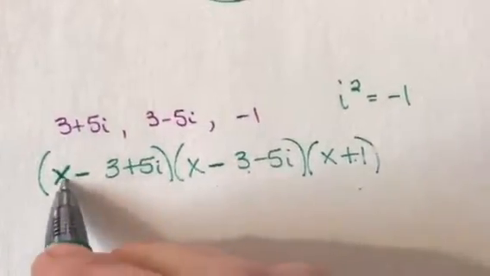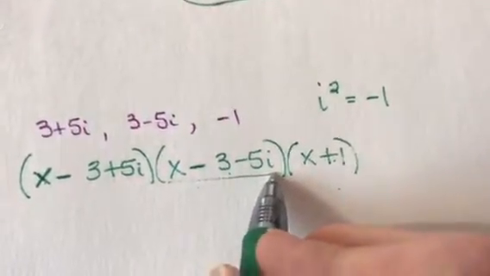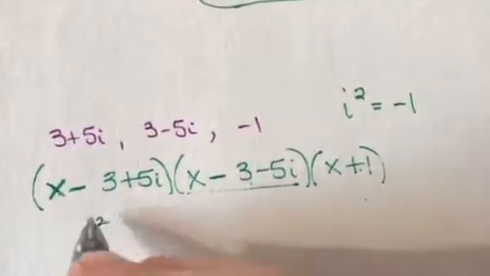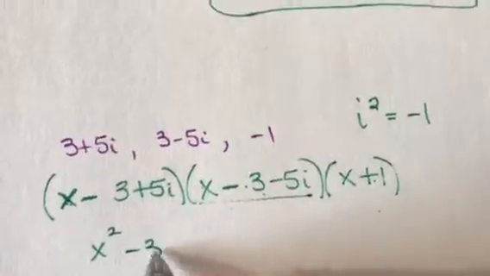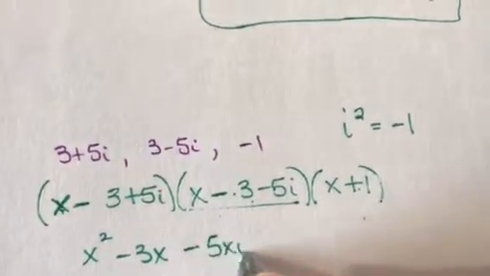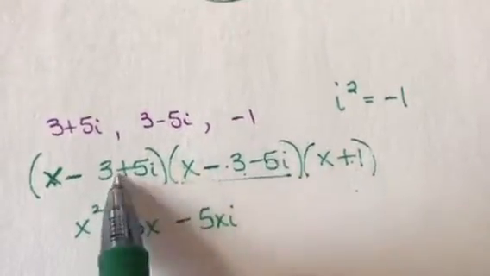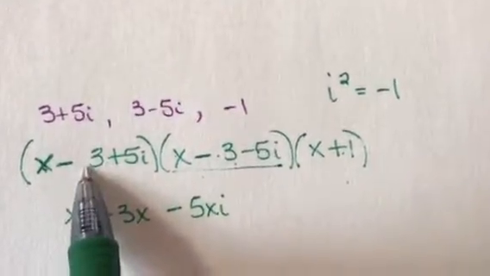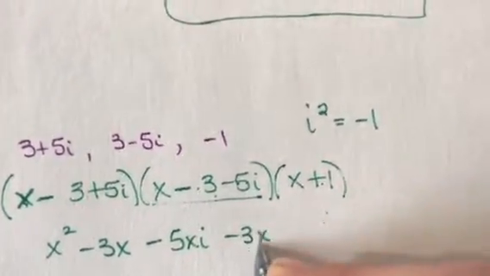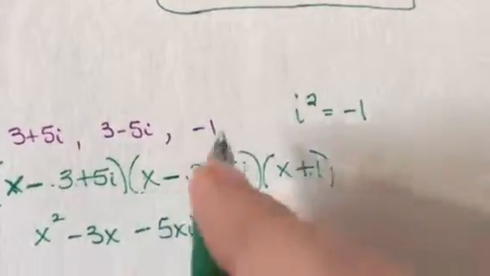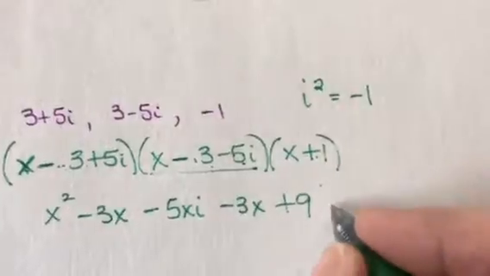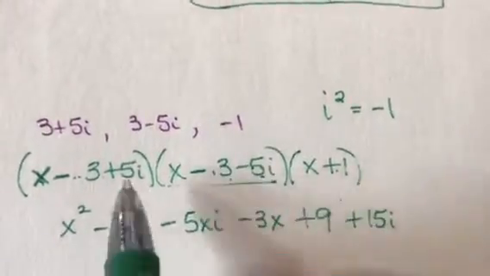Okay, here we go. We're going to take this x, multiply it times everything over here. We're going to ignore the other factor just for right now. So x times x is x squared. x times negative 3 is negative 3x. x times negative 5i is negative 5xi. Then we'll move on. This is going to be negative 3 times everything over here. So negative 3 times x is negative 3x. Negative 3 times a negative 3 is positive 9. Negative 3 times a negative 5i would be positive 15i.